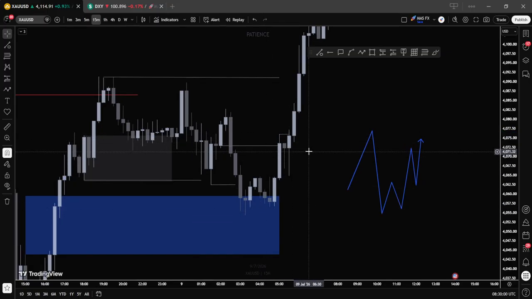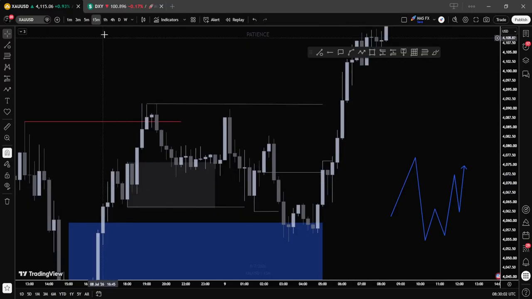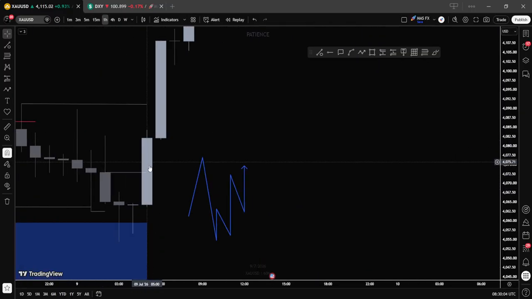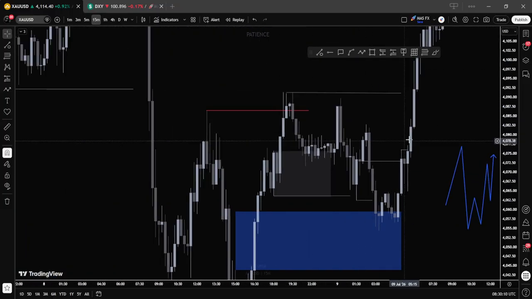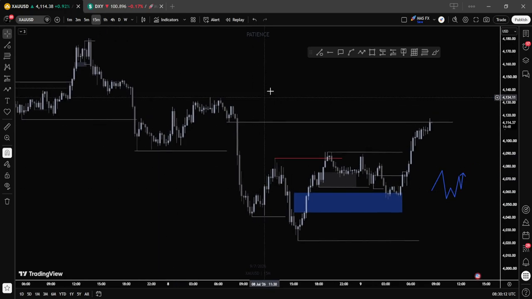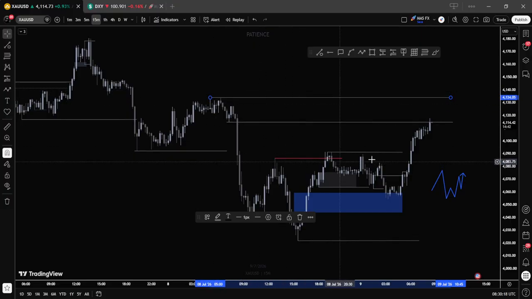So that was what made me take my entry. And when you look on the 1 hour time frame too, the candle closed as a very strong bullish momentum candle. So I was expecting it to continue at least all the way to this high. So currently I'm still in this position. I'm expecting it to continue all the way to this high.